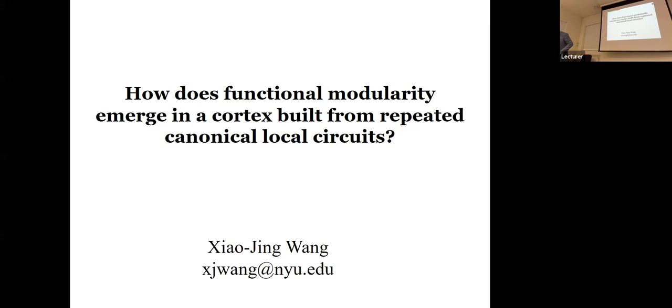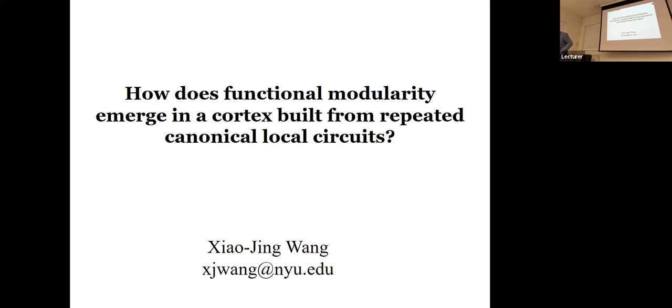So it's really great to be here and meet with people in person and talk about topics of shared interest. What I would like to discuss with you is our recent work that we carried out to investigate the question: if there is a canonical circuit organization across the whole cortex, how does functional specificity emerge, right? I'll explain how we formulate that problem and use a multi-regional, multi-scale cortex model to try to make progress in addressing this question.